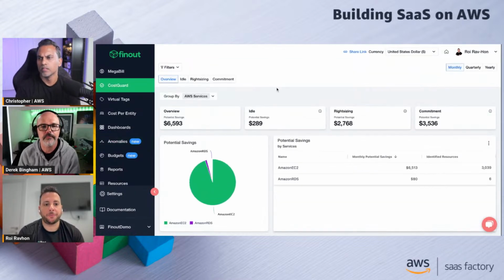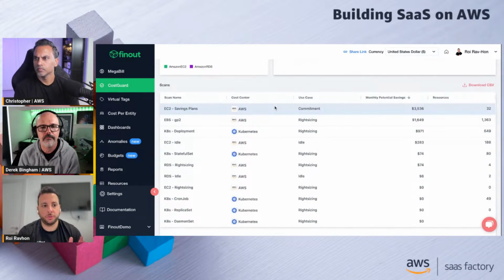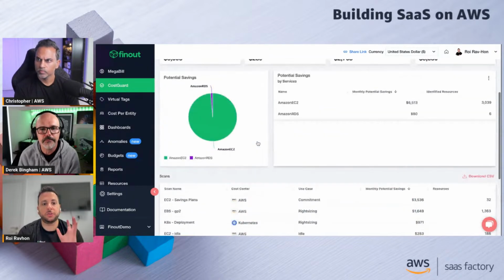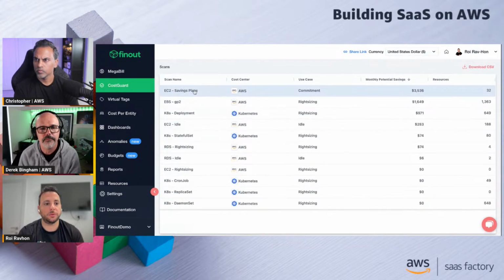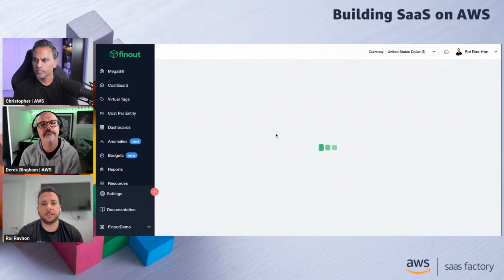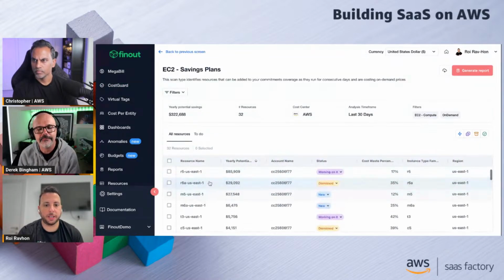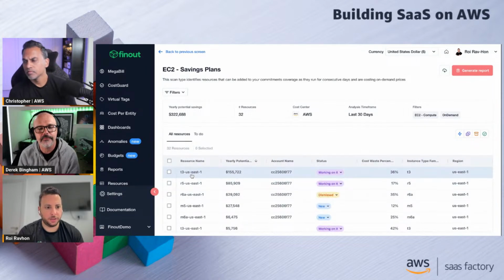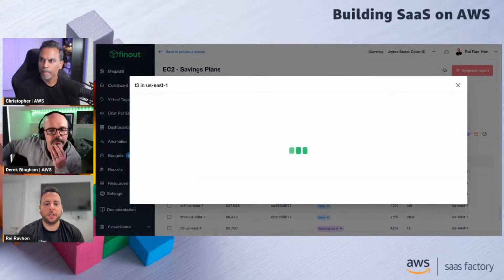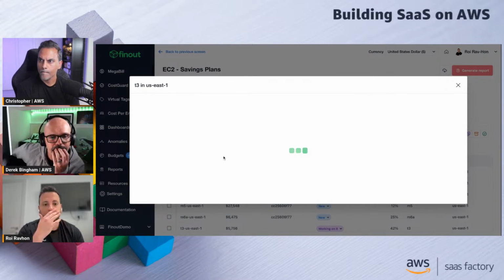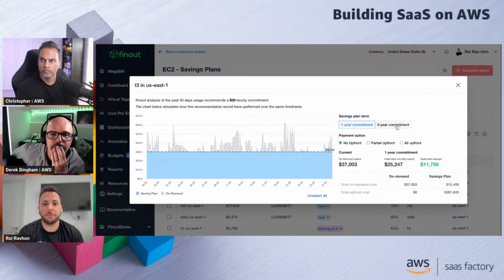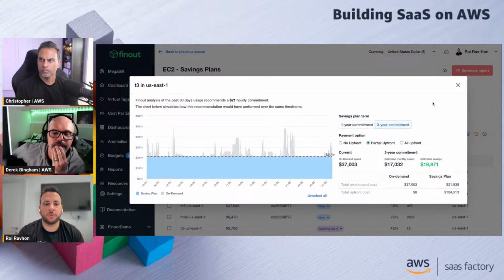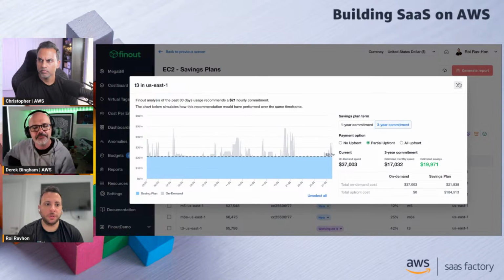But when it comes to actual optimization, we have a bunch of predefined cost optimization rules. So for example, we can analyze savings plans. Per instance type, like we have on T3 in US East 1, we have lots of potential savings because it's one of our most used instances. So Finout can analyze the baseline usage of savings plans and let you know how you should commit based on your specific plan that you want to do.